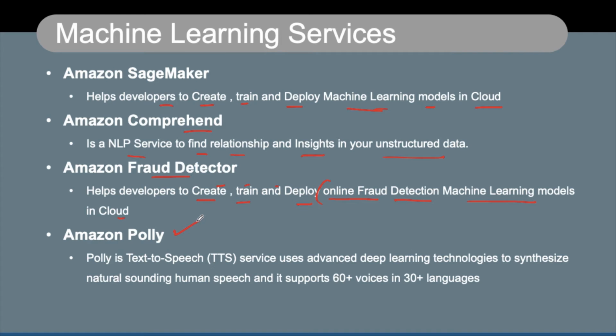Amazon Polly is a service which is typically required for TTS, which is called text-to-speech converter, which uses advanced deep learning technologies to synthesize natural sounding human speech, and it supports 60 plus voices in 30 plus languages. So text-to-speech is an advanced deep learning technology which converts our text into speech, and the speech sounds like human speech.